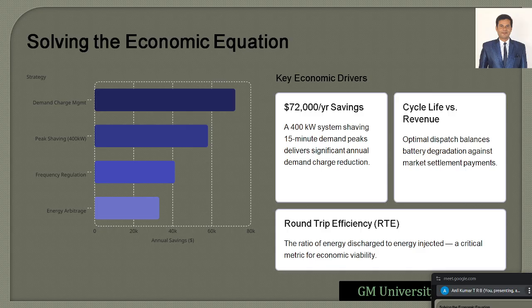So depending upon the usage also, right? So that is how we can make it more economical. So these are the different strategies also, right?